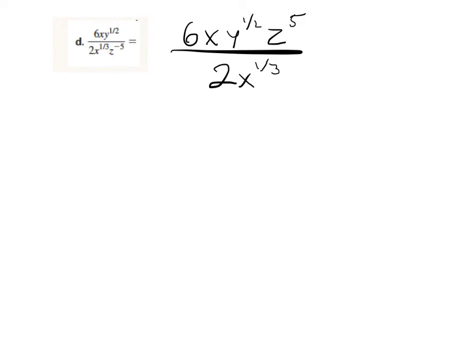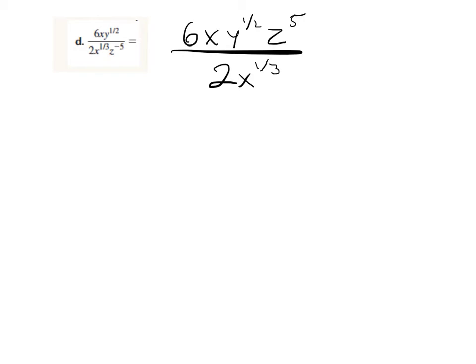First things first, I need to get all of my exponents to be positive. So I have to rewrite this as 6x, y to the 1/2, z to the 5th, over 2x to the 1/3. I also want to take a look at this and try to see where I can simplify things.